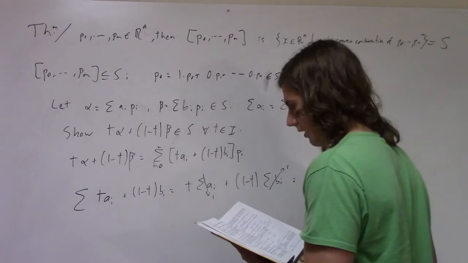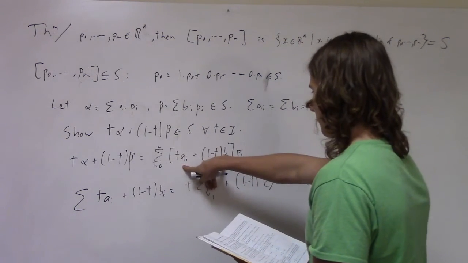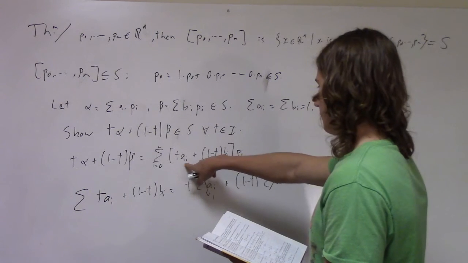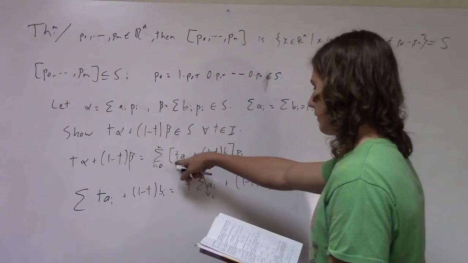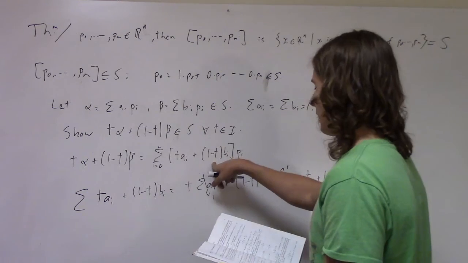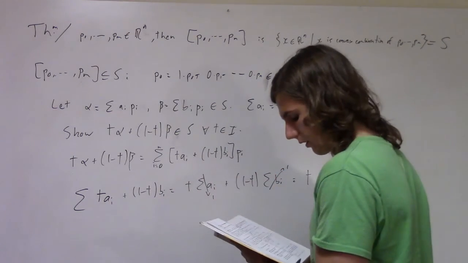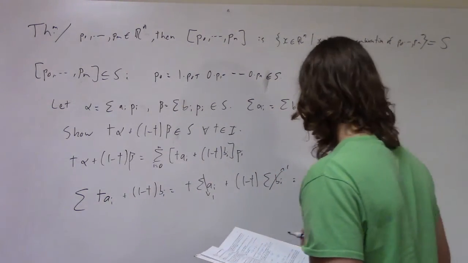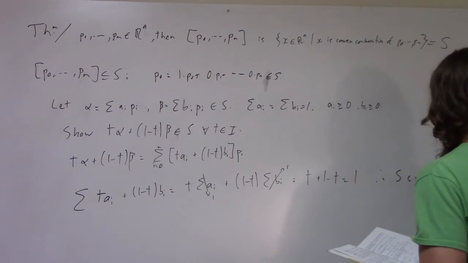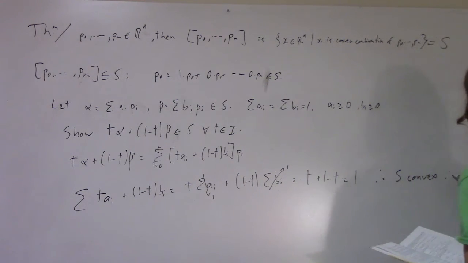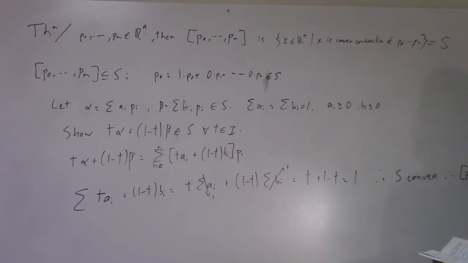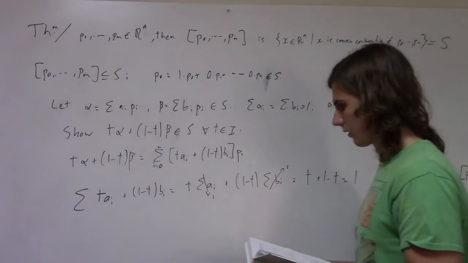Each of these is greater than or equal to 0 because a_i is greater than or equal to 0, b_i is greater than or equal to 0, t is greater than or equal to 0 because t is in [0,1], and 1 minus t is also greater than or equal to 0. So these are all non-negative, and thus S is convex. You've shown the line segment between alpha and beta is again in S, which shows that S is convex, which shows that the convex hull is a subset of S.